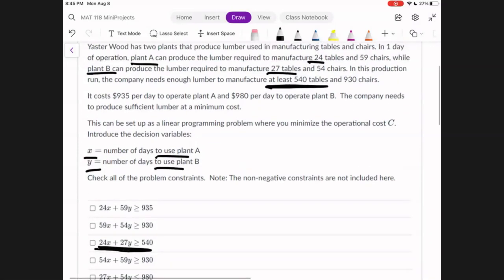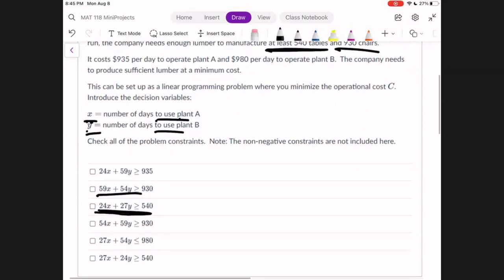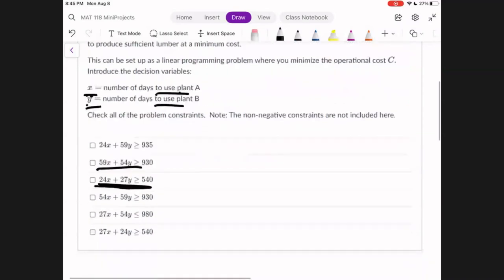And the other constraint uses the chairs, the 59 and 54, so it'd be 59 for plant A, so 59X, plus 54Y, and what's the total number I need to make? At least 930. So 59X plus 54Y is greater than or equal to 930, so it looks like it's right there. And those are the two constraints I would have.